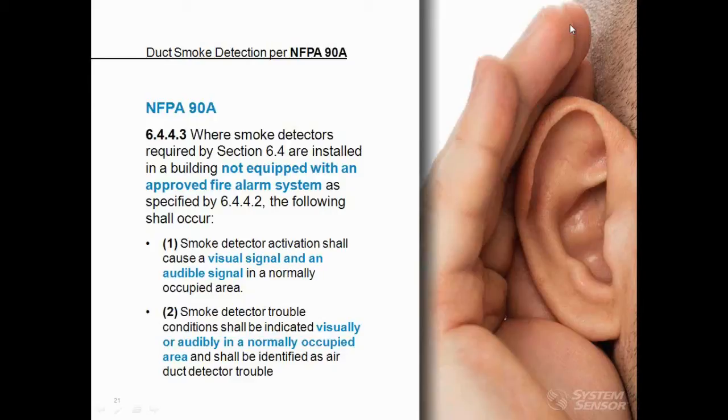Some reasons that a detector might go into a trouble condition would include the unit having lost power, a cover tamper delay being timed out, or that there's some sort of wiring problems. The required visible and audible indications can be achieved by using a remote signaling device, and I'll also talk about those a little later as well.